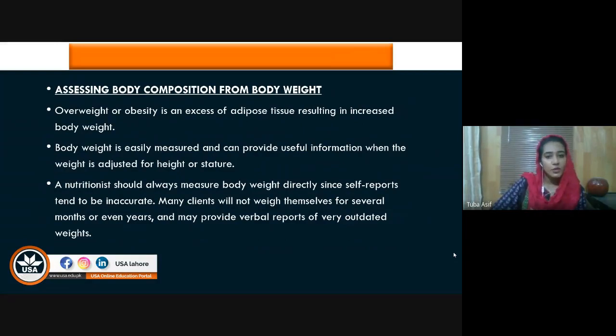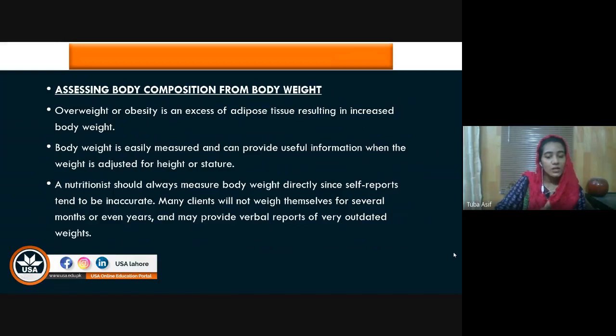Assessing body composition from body weight. As we know, overweight or obesity is an excess of adipose tissue resulting in increased body weight. Body weight is easily measured and can provide useful information when weight is adjusted for height or your body structure. A nutritionist should always measure body weight directly since self-reports tend to be inaccurate.